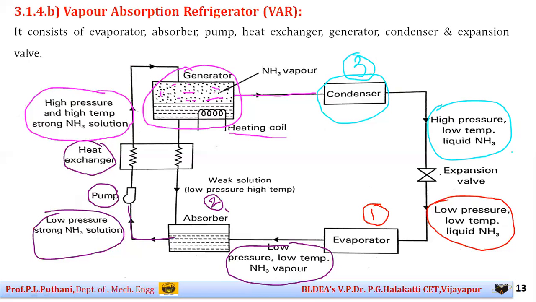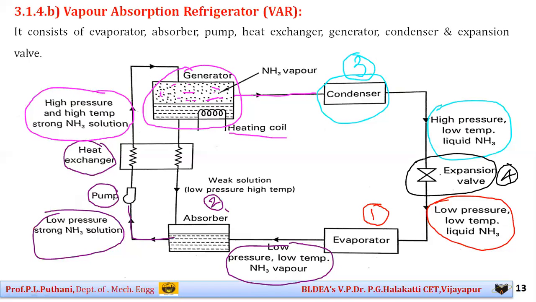This high pressure, low temperature liquid ammonia now enters the next part, known as the expansion valve, that is number 4. In this expansion valve, as you already know, it is especially used for reducing the pressure of the refrigerant. After it crosses the expansion valve, we have low pressure, low temperature liquid ammonia, that is the refrigerant, which again circulates to the evaporator for the next cycle.